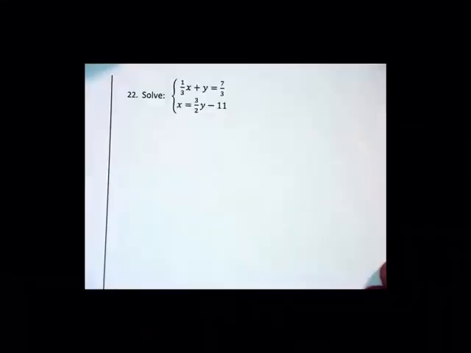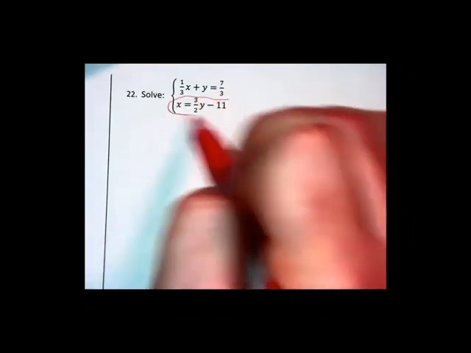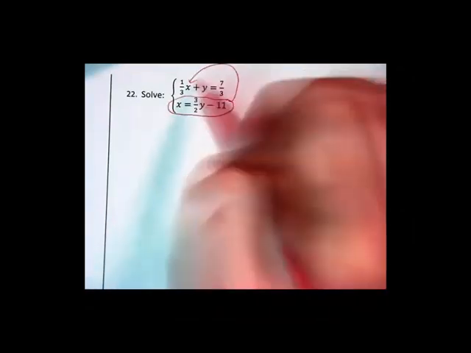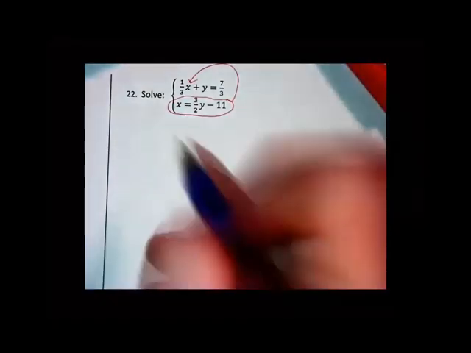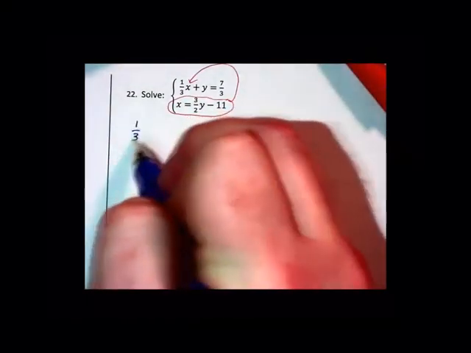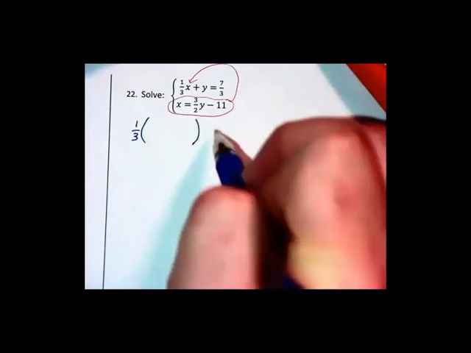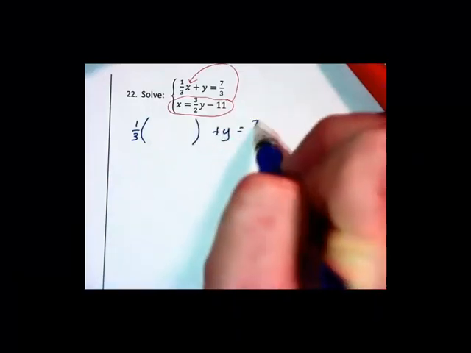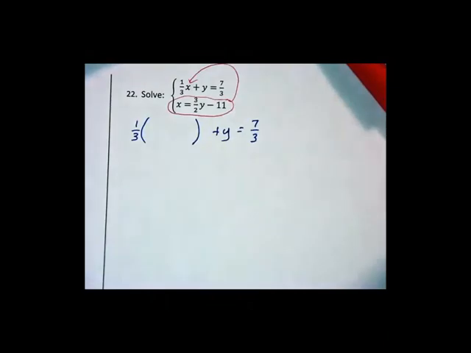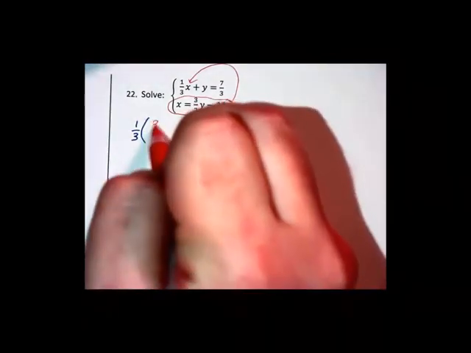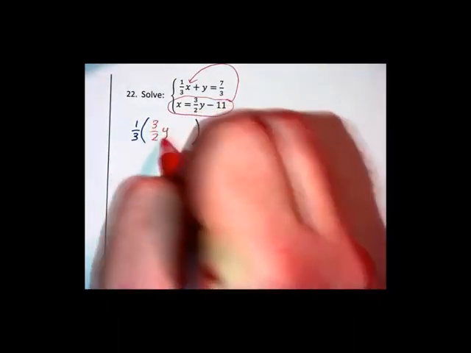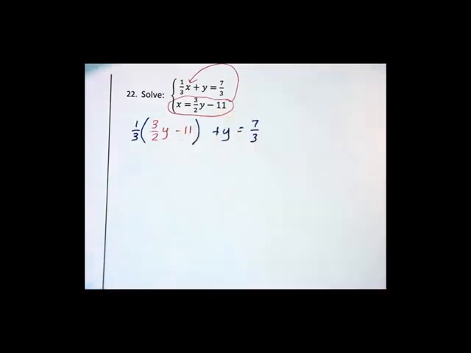I don't like the fractions here. I could clean out the fractions by multiplying through by a least common denominator right now, or I could do substitution right off the bat, and I think I'm going to go that route. I've got an x equals, substitute that into the top line. So we're going to have 1/3 times input plus y equals 7/3. And the input here is 3/2 y minus 11.